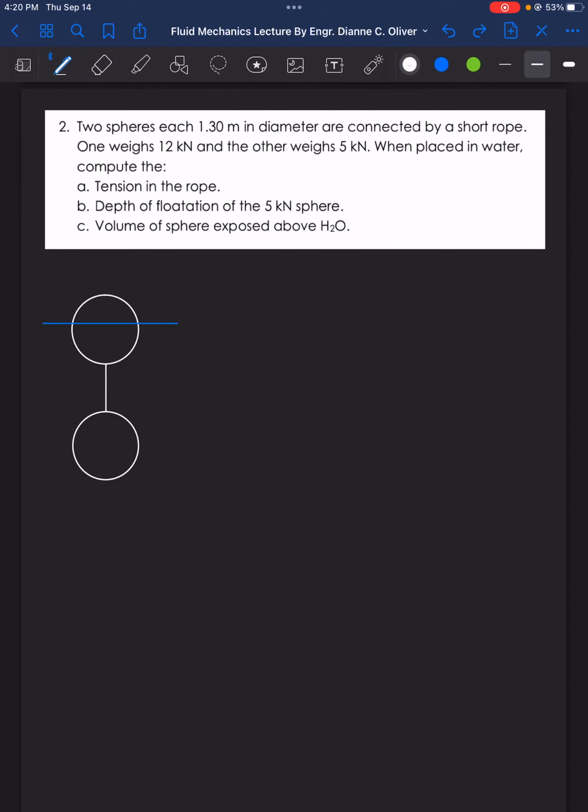Okay, so let's compute first for the volume of the sphere, that is 4/3 pi r cubed. So that is 4/3 pi of r, which is 0.65, cubed. This is for the 1.3 meter diameter. So the volume of the sphere is 1.15 cubic meter.